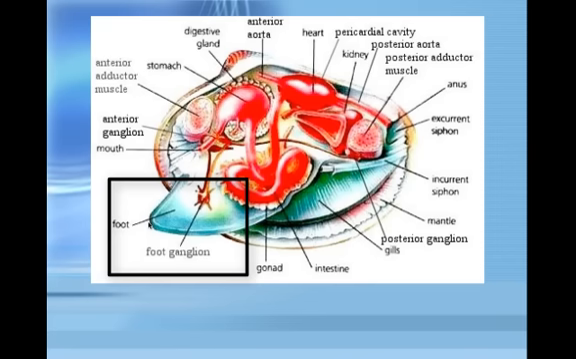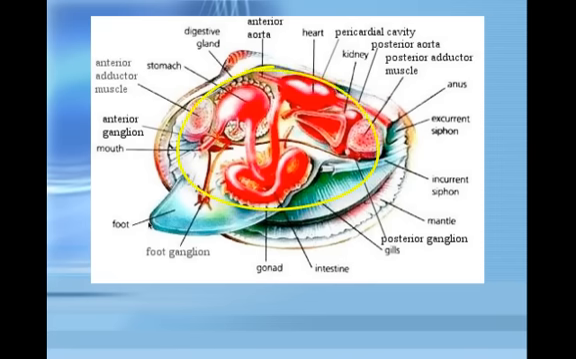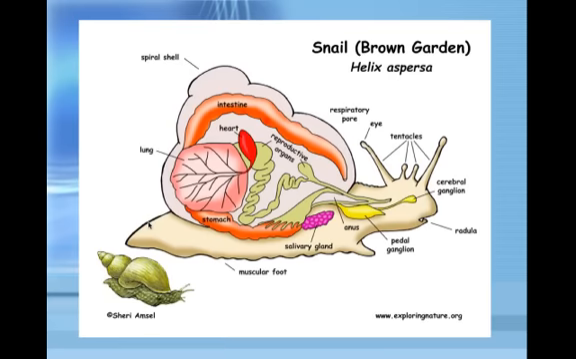The muscular foot is for movement. The visceral mass contains all of the internal organs, and if you're eating something like an oyster or a clam, you're eating the visceral mass. The mantle is a fold of tissue that drapes over the visceral mass, and the mantle secretes the shell. The mantle cavity houses the gills, the anus, and the excretory pores. And the radula is a rasping organ for feeding, which basically is used for scraping algae in some mollusks.